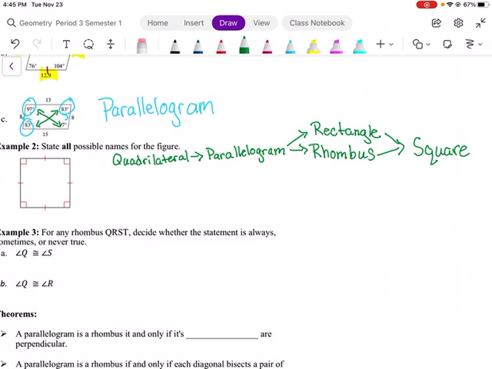So if you were asked to give all possible names for this figure, we would give all 5 of these. If we're asked for the most specific name, your only answer that you would put is a square, because that's the most specific. It tells us all of the properties in just one word.